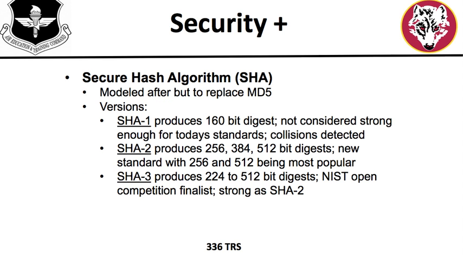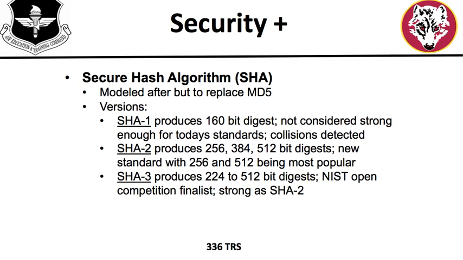Next is Secure Hash Algorithm, or SHA, which was modeled after MD5. It was there basically to replace it. Even though SHA is there to replace MD5, SHA in itself is considered stronger of the two, and they have other renditions such as SHA-1, SHA-2, and SHA-3.